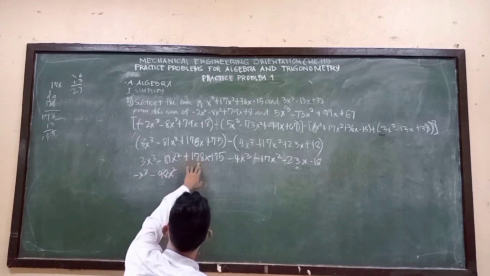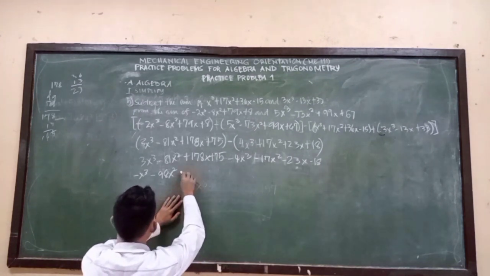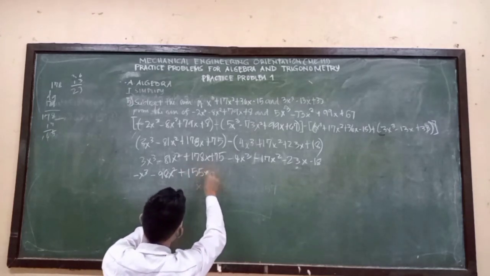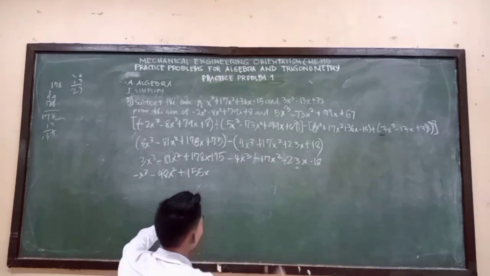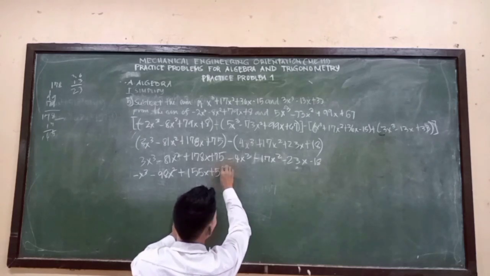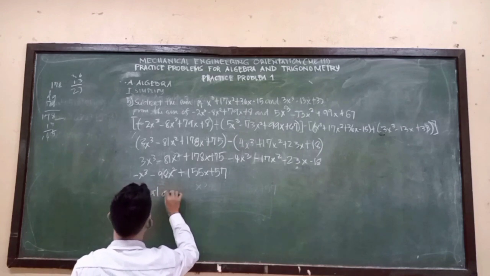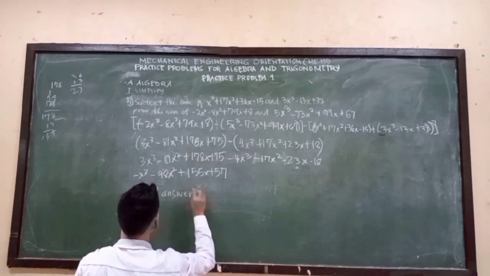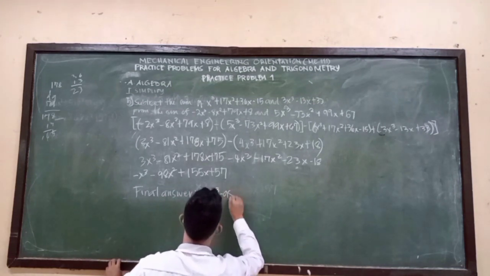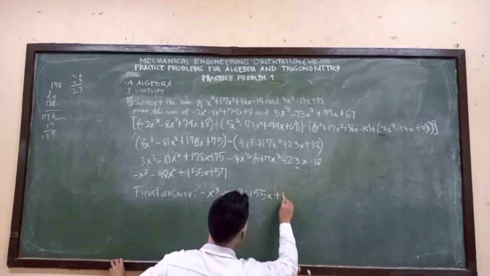And then 178x minus 23x is equal to positive 155x, and then 75 minus 18 is equal to 57. So our final answer is negative x cubed minus 98x squared plus 155x plus 57.